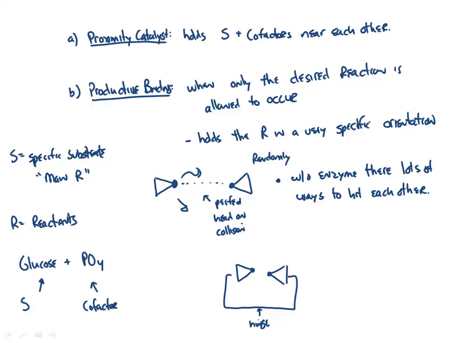And so what productive binding does is it only allows the desired reaction to occur, and it prevents undesired reactions. And maybe you could think about it even like someone conducting traffic. If you've got the traffic cop out there, traffic moves more or better, and there's less chance of accidents occurring.